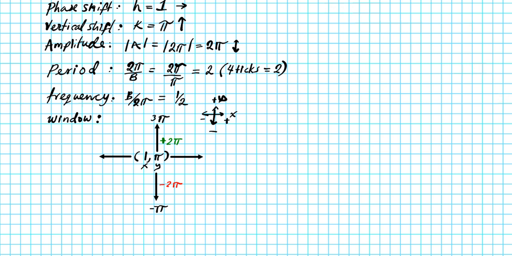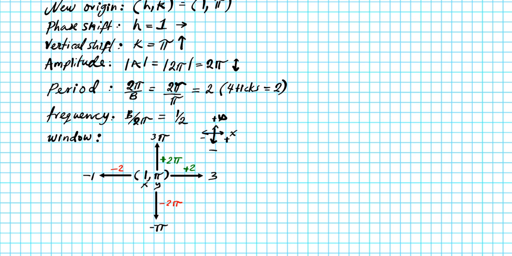One period to the right, we're going to add one period, which is 2. And then one period to the left, we'll subtract 2. So 1 plus 2 will give us 3, and 1 minus 2 will give us negative 1. So there goes our window for our graph. We go as high as 3 pi, as low as negative pi, to the right as far as 3, and to the left as far as negative 1.